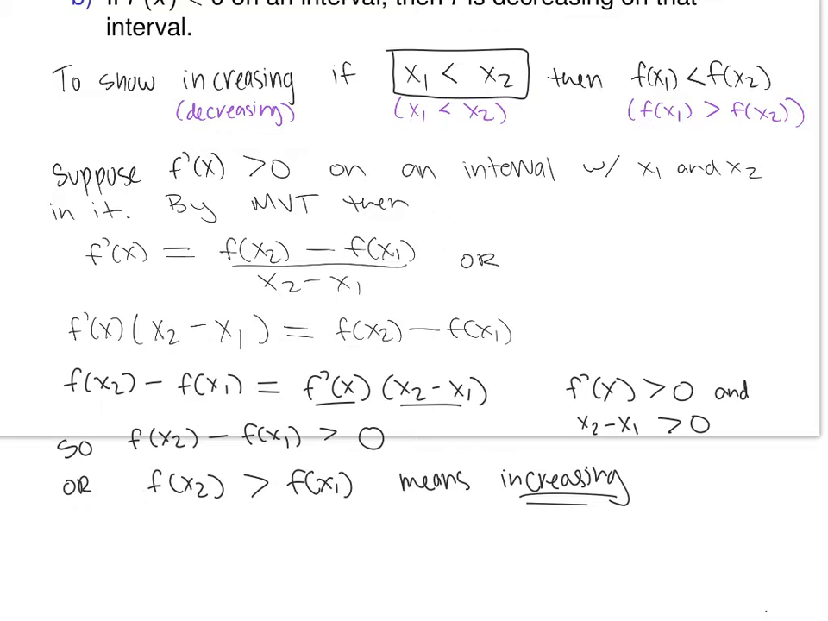Now, if we were showing decreasing, here's how that would have changed. This thing would have been f prime of x less than 0, so that the derivative is negative. That would have changed this thing to f prime of x less than 0. Would it have changed this?